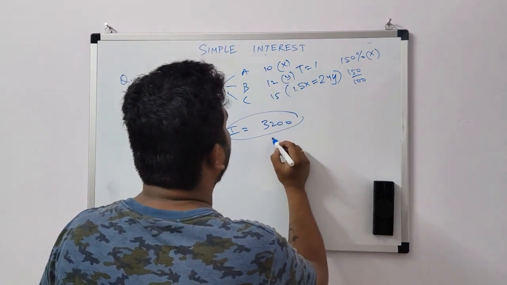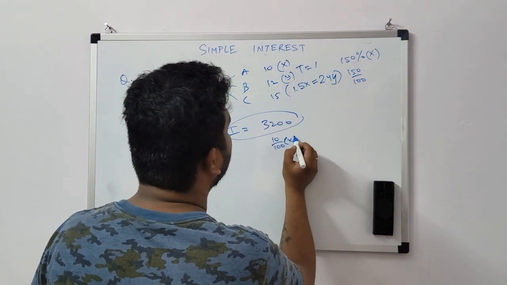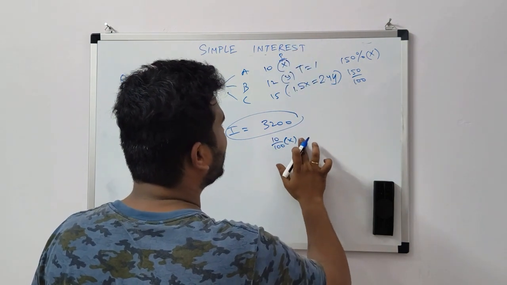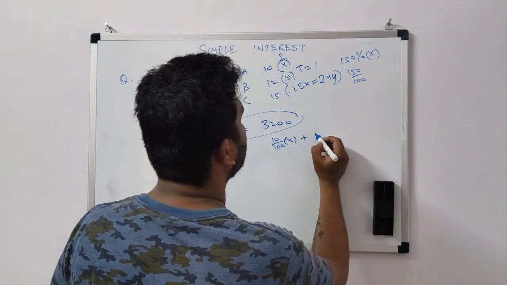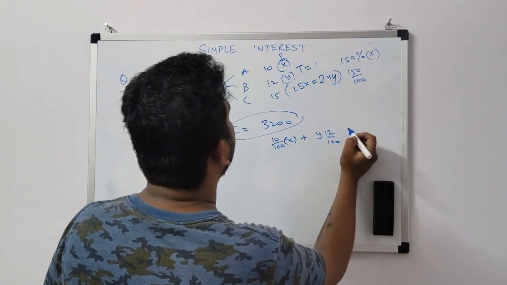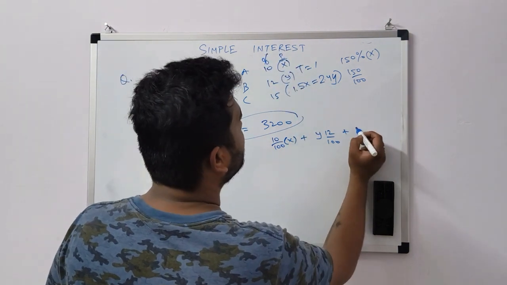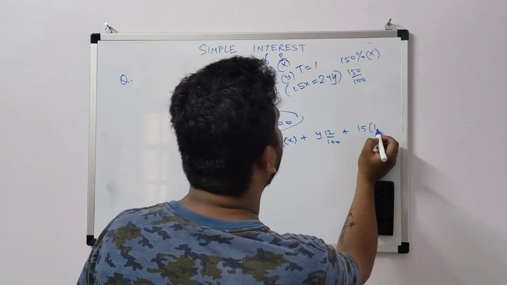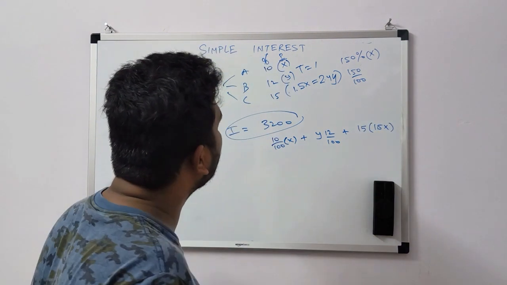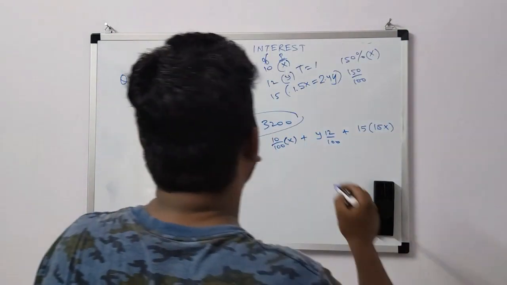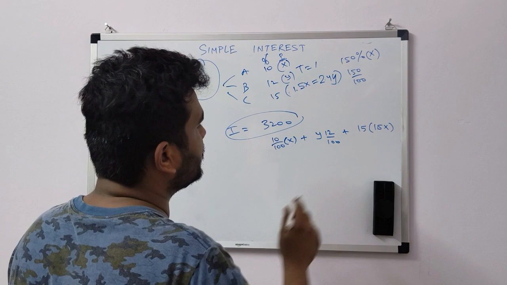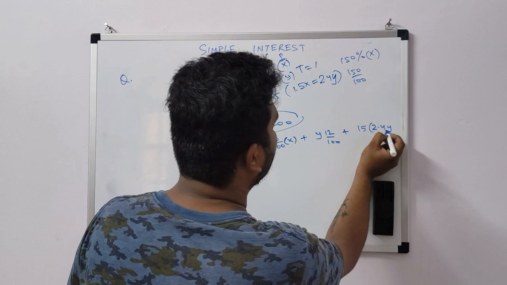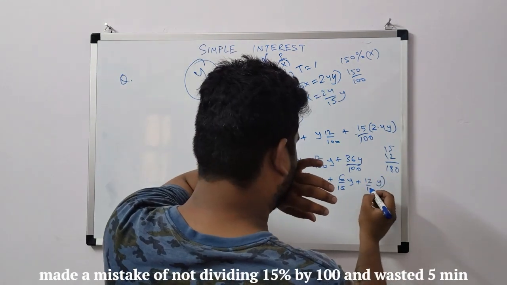Now what? Let's quickly put the formula: 10 upon 100 into, these are all principals, don't get confused, into time. Time is 1 year, so we'll neglect time. Plus y into 12 by 100. These are all percentages, okay? Plus 15 into, take any one value, I took 1.5x. Because what do I need to find? Scheme B. So my eye should be on y, not x. So we have to eliminate x. We have to get y. Leave it. I'll say 2.4y upon n.